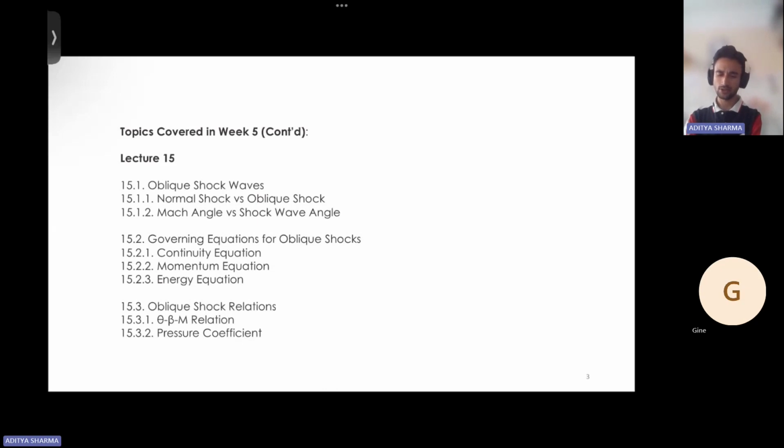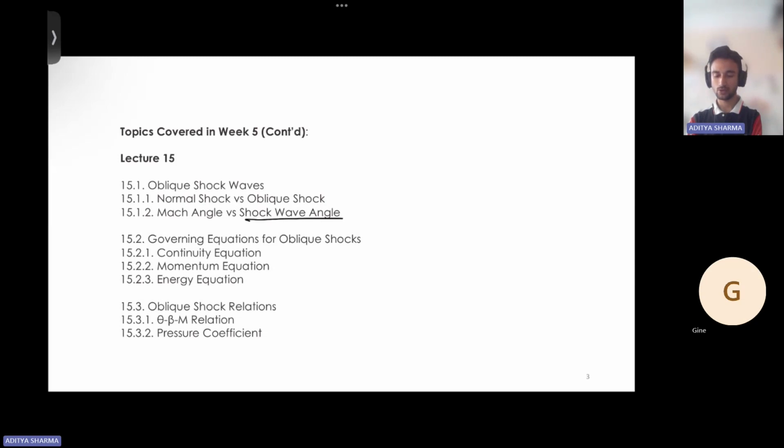There are oblique shock waves, then a comparison of normal shock waves and oblique shock waves, and then Mach angle and shock wave angle. This shock wave angle decides the obliqueness of a particular oblique shock. This shock wave angle is a very important parameter as far as oblique shocks are concerned.